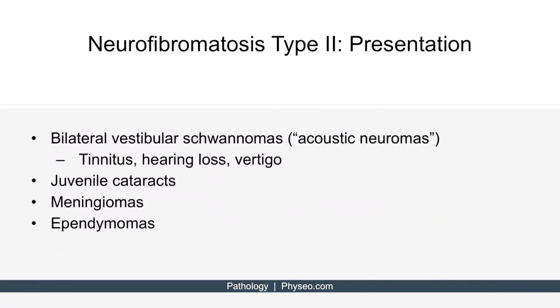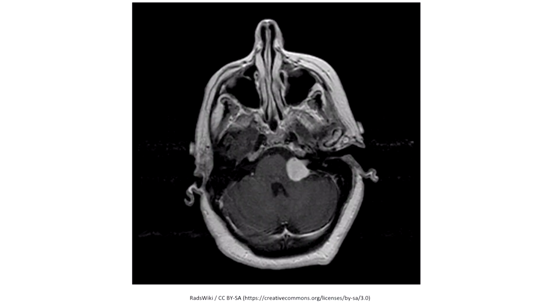It presents with bilateral vestibular schwannomas, also referred to as acoustic neuromas, and this leads to tinnitus, hearing loss, and vertigo. A vestibular schwannoma is a benign tumor of Schwann cells that grows on the vestibulocochlear nerve, or cranial nerve 8. Juvenile cataracts are also often seen with this disease, and other findings include meningiomas and ependymomas. This is an MRI image demonstrating the location of a vestibular schwannoma.